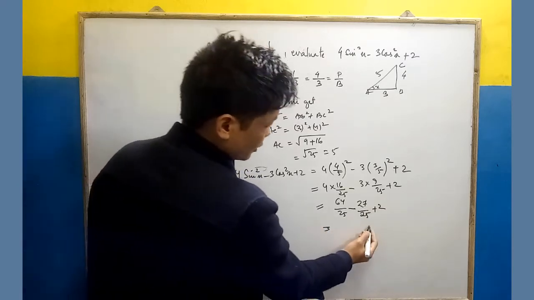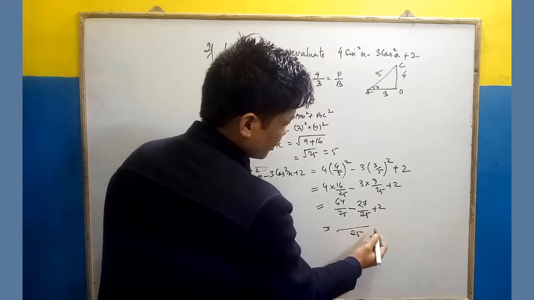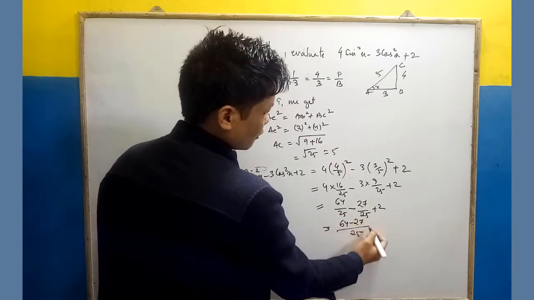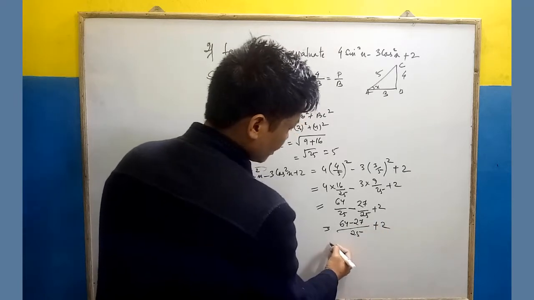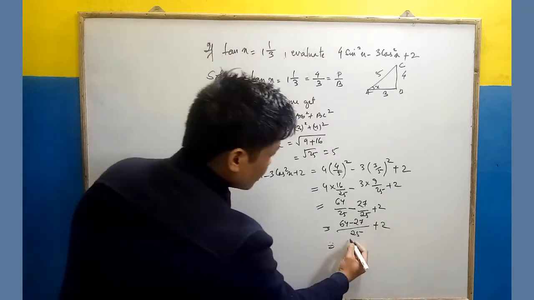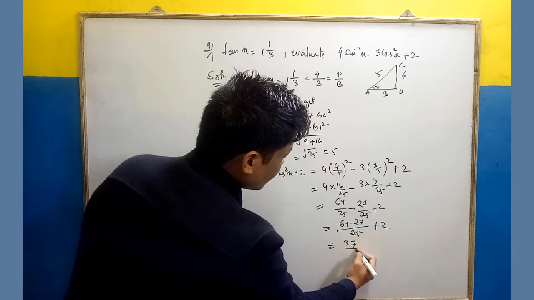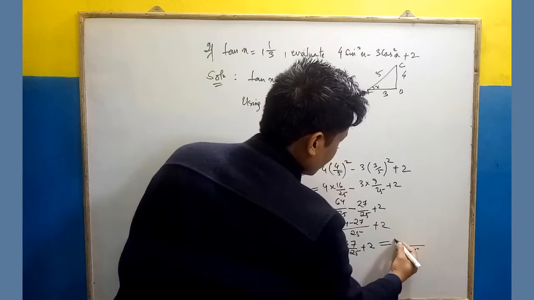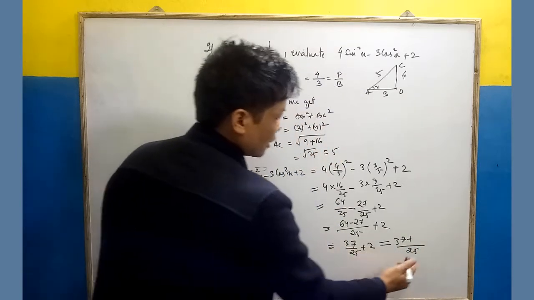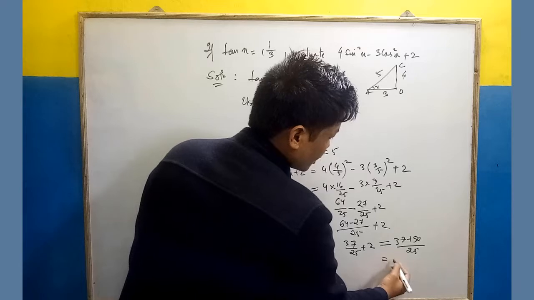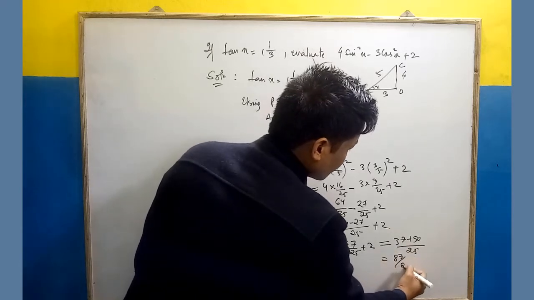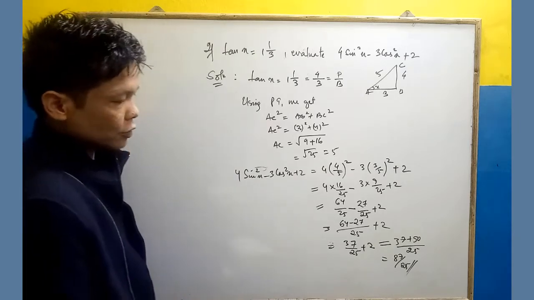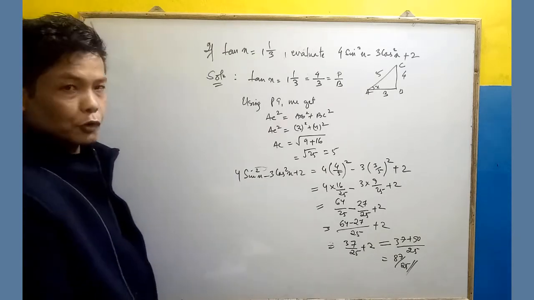So in this case I'll take the LCM. How much will I get as LCM? I'll get LCM 25. I'll take these two fractions. Then 64 minus 27 plus 2. 64 minus 27 is 37 by 25 plus 2. If I take LCM again, 25, this becomes 37 plus 25 times 2 is 50. So I'll get 87 by 25. So the value of 4 sin square x minus 3 cos square x plus 2 is 87 upon 25.